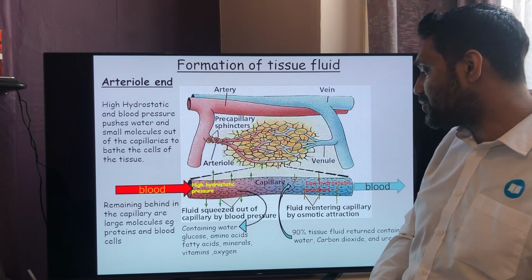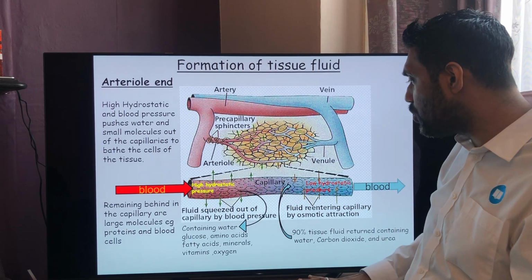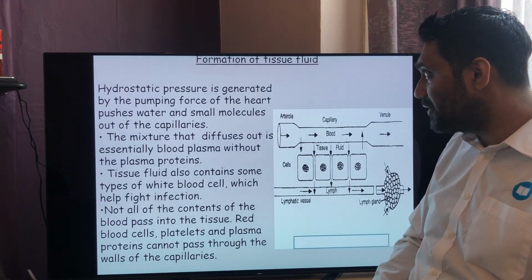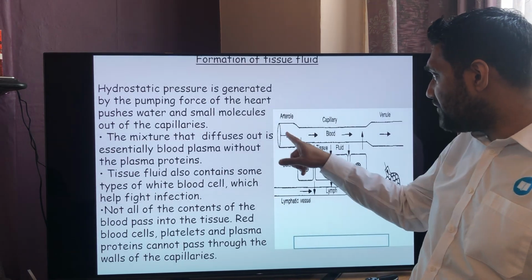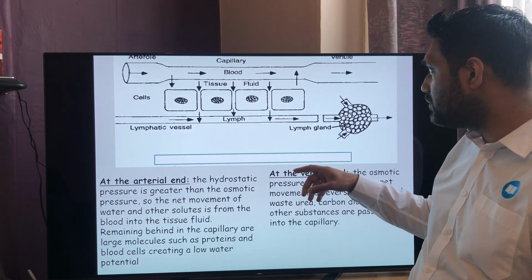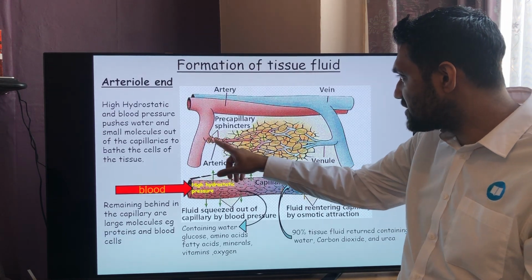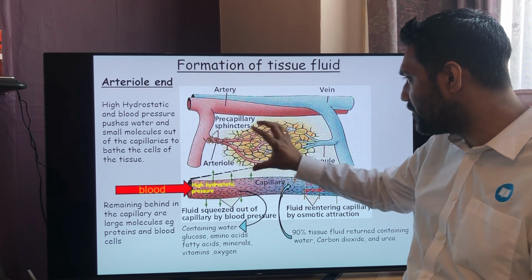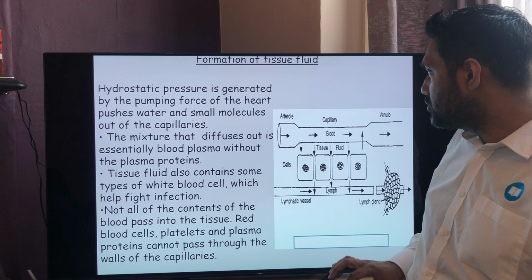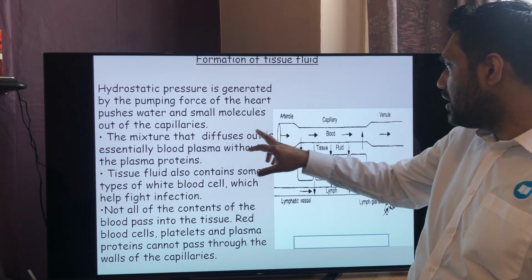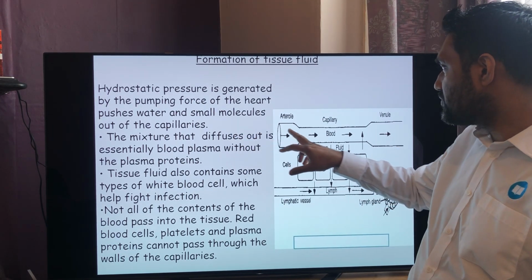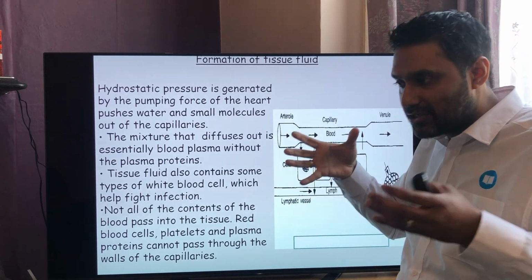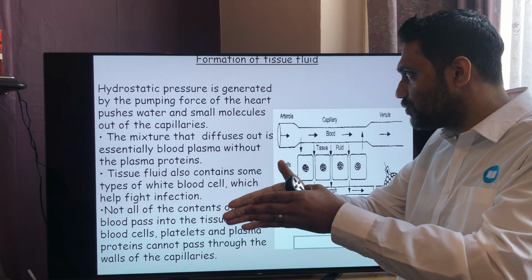Now, how is this working? I'm going to move on to a more simple graphic, just so that it's easier to get your head around. If you imagine that bit there, that's your arteriole. We're just focusing on what's happening inside the capillary bed here. As the pressure comes to the arteriole, the heart is contracting and it's forcing the blood through those blood vessels.